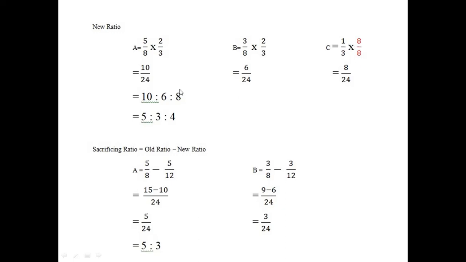It is so that the denominators of all the partners become equal. So the ultimate new ratio will be 5 is to 3 is to 4, which is 5 plus 3 plus 4, which is 12. Now we calculate the sacrificing ratio, which will be again 5 is to 3.